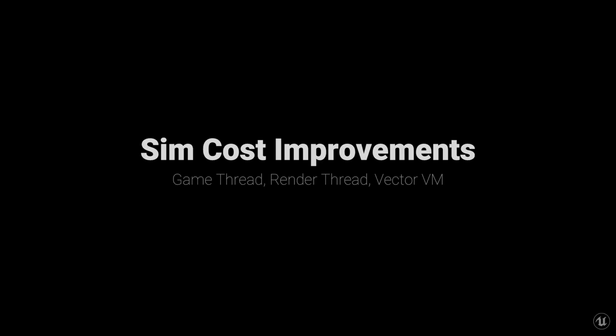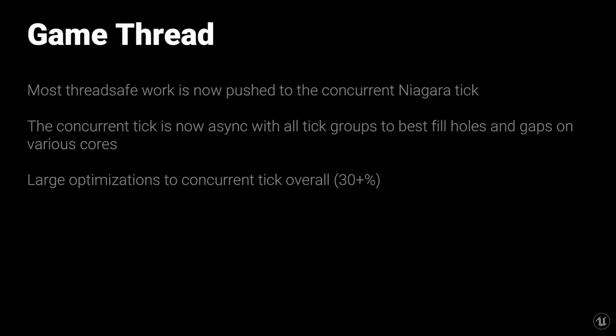Now let's talk a little bit about how we've improved the cost of the actual simulation. We've pushed most of the thread-safe work into the concurrent Niagara tick. And this concurrent tick is allowed to run asynchronously with all tick groups. And this gives us the best opportunity to fit into whatever holes we can on the CPU cores. You can use tick behavior to control how Niagara ticks, which by default is safety first and will follow prerequisites from the owner and all data interfaces. And we've made a variety of optimizations to that concurrent tick as well, which has resulted in an approximate 30% reduction in instruction costs and cache misses in our test assets.